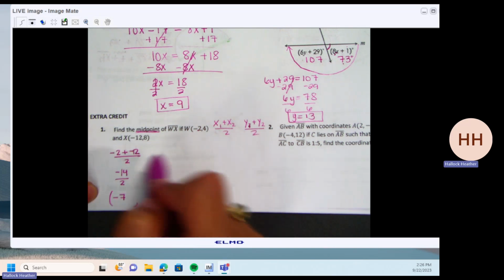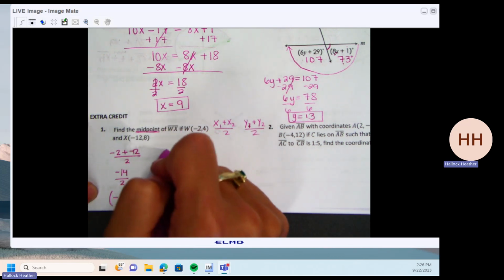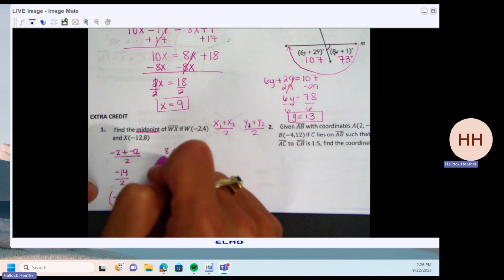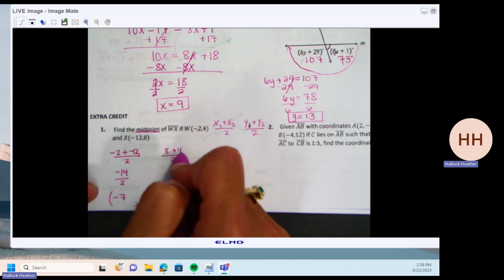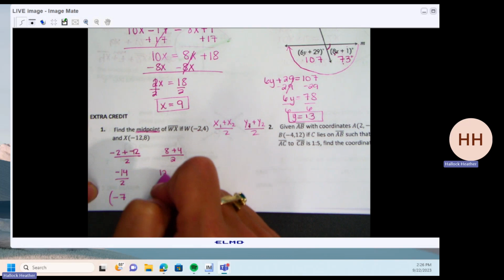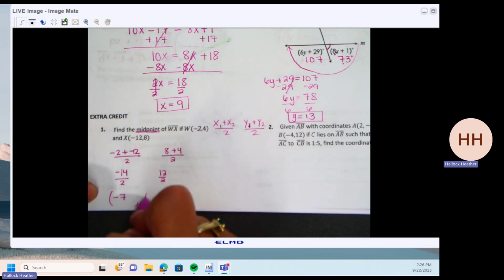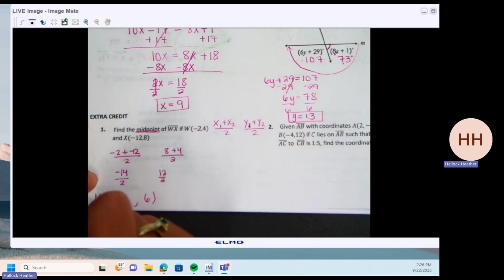I'm going to do the same thing with my y's. 8 and 4. So I'm taking 8, I'm adding 4, I'm dividing by 2. 8 plus 4 is 12. 12 divided by 2 is 6. So my coordinate point for the midpoint in the middle, if I were to plot these on a graph, would be at -7, +6.